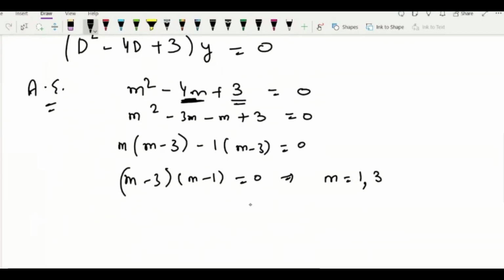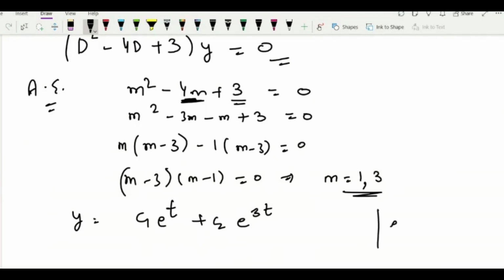So here we get the complete solution because we have only a homogeneous equation. C1 for the real and distinct root, e raised to power t, plus C2 e raised to power 3t. And after substituting e raised to power t is equal to x, we get C1x plus C2 x cube.